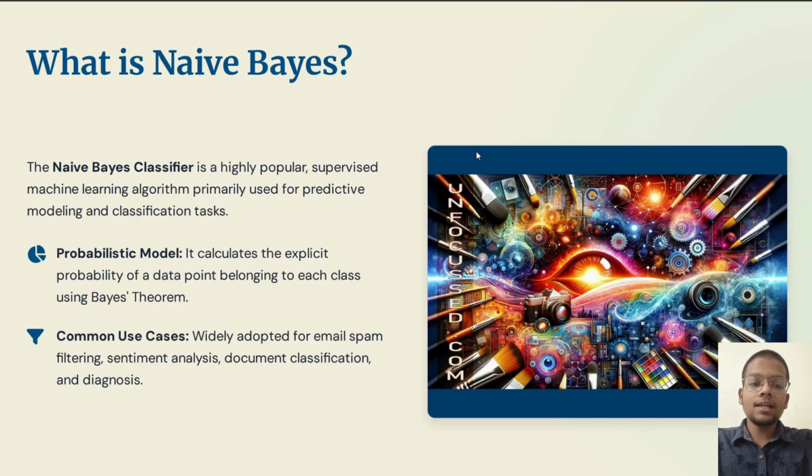So what exactly is Naive Bayes? It is a supervised machine learning algorithm used for classification tasks. What makes it special is that instead of just giving you a label, it actually calculates the probability of a data point belonging to each class using something called Bayes theorem. You will find it everywhere: spam filters in your email, sentiment analysis, document classification, even medical diagnosis. It is popular because it's simple, fast, and surprisingly effective.